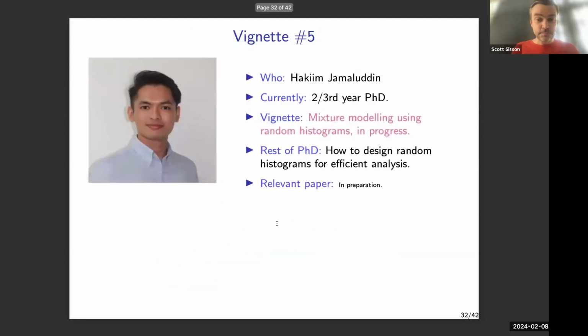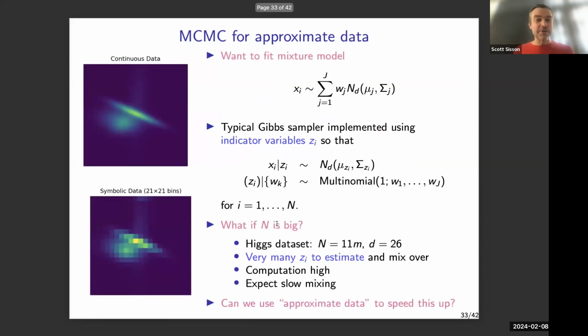Final vignette is Hakim, who's somewhere in his 2nd or 3rd year. I'm not quite sure. He's looking at various things, but the thing I want to talk about today is mixture modeling. We want to fit Gaussian mixture models using histograms, specifically here, and see if this is going to work out and if there's anything cute about that. Now, why do I think there's something cute? Well, let me just tell you this.